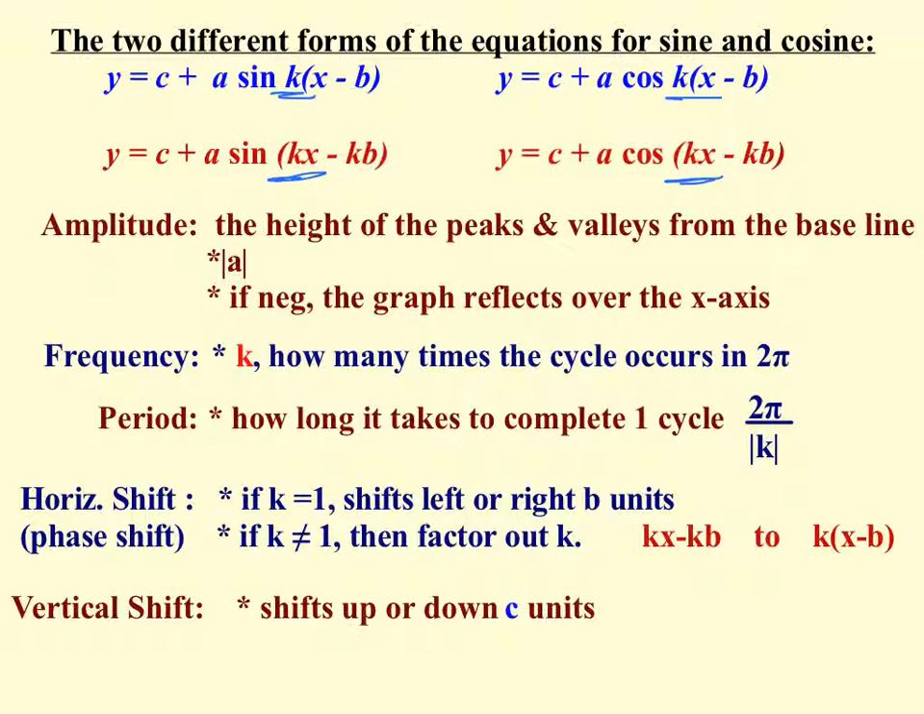Then we've talked about horizontal shift, in other words, the phase shift, which is based on k. We're moving left or right by b units. Note that if k has been factored out, then you can talk about horizontal shift right away, but it's possible you might have to factor that k out. And then also we have our vertical shift, up or down c units. The c is typically out front, although you could find it anywhere, but outside of those trigonometric functions.